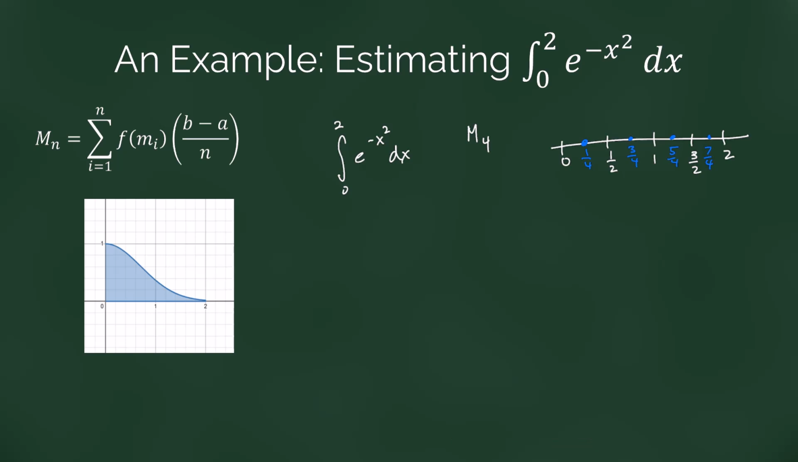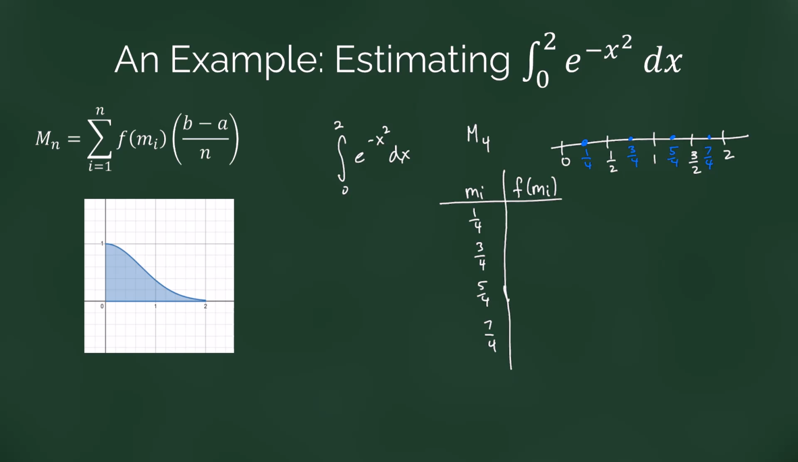If we make a table of these, we have m sub i, and then we want to examine what f of m sub i is in order to be able to use those in our formulas. So we have 1/4, 3/4, 5/4, and 7/4.